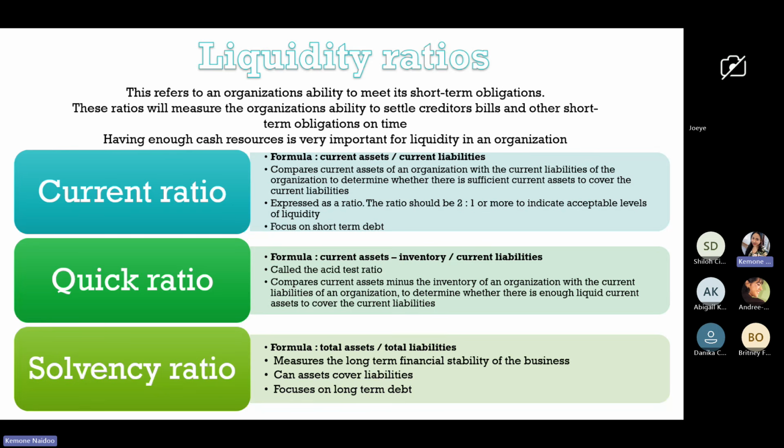Please, guys, this is where you may get confused, but after you have calculated, you must put it in a ratio form. And you have to say whatever your answer is that you calculated is to 1. Okay, so the ratio should be 2:1 or more to indicate acceptable levels of liquidity. So it should be more than 1, because that means you have more assets than your liabilities, and then you are fine. You'll be able to pay that off.